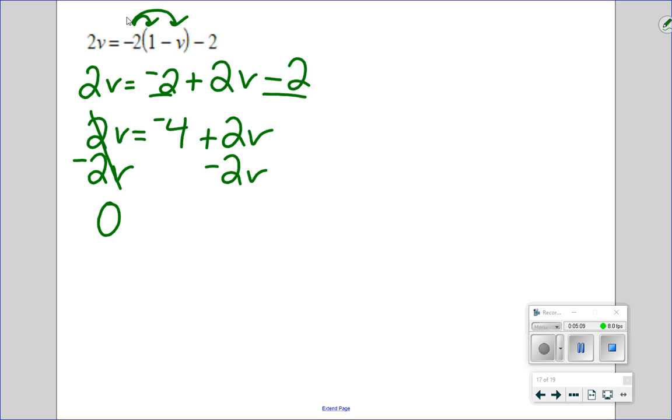You have to write something, and when there's nothing else left on that side, it's 0. You have to put something. 2v minus 2v is 0. These cancel, but I still have a negative 4 here. So is 0 equal to negative 4? Is it true or not? This one is not true, and there's no more x's left, so that means my answer is no solution.